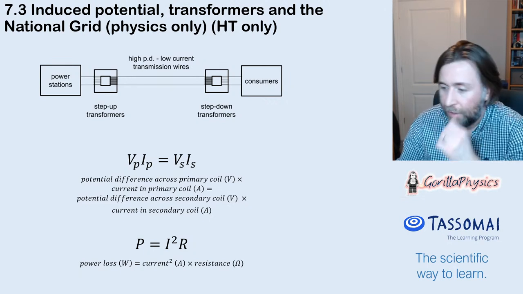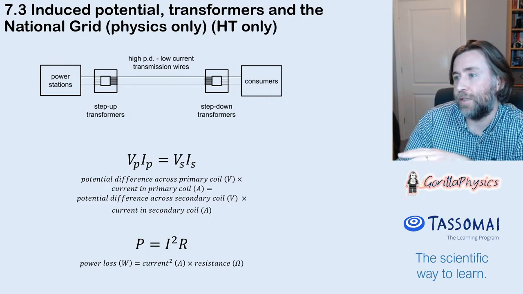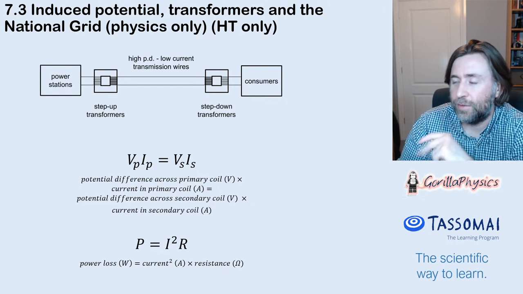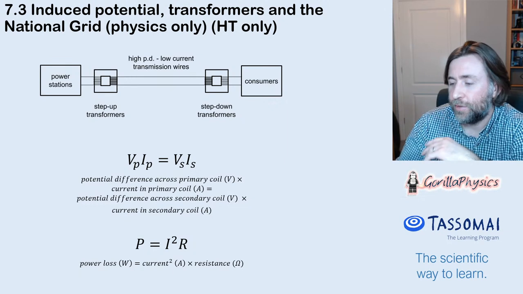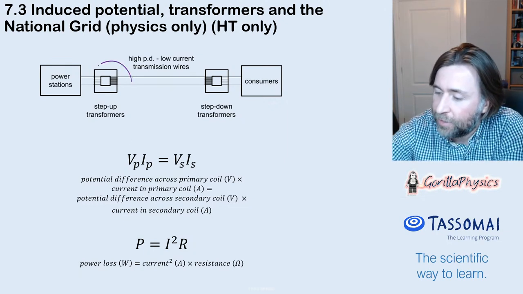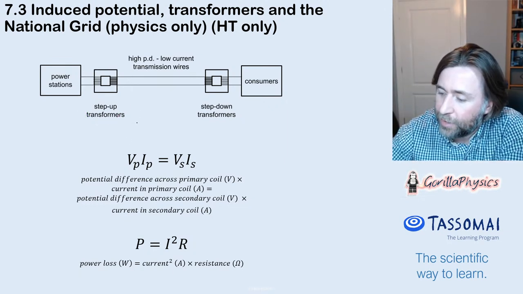Now actually, we're going to talk about using electromagnetic induction and using one of those as a dynamo a little bit later on. I just want to talk about the national grid. Here it's only in higher tier, it's only in the triple physics, but it's a really important application of electromagnetism because it uses transformers. Now this bit did come up briefly in paper one as well.